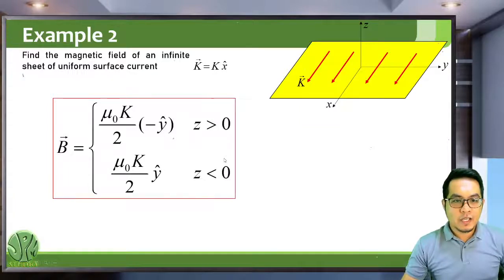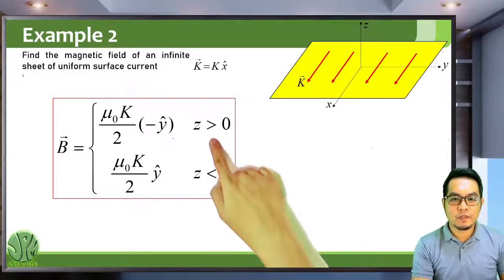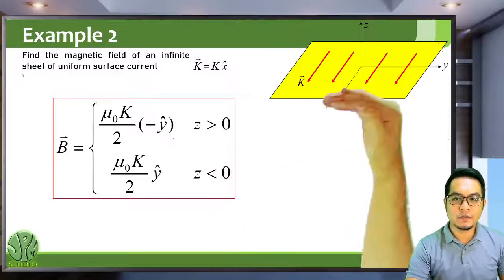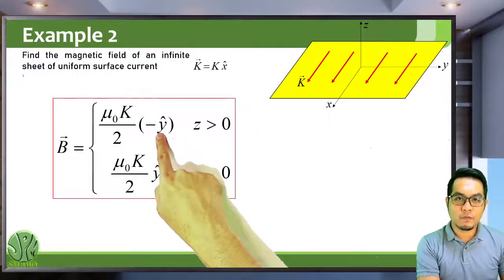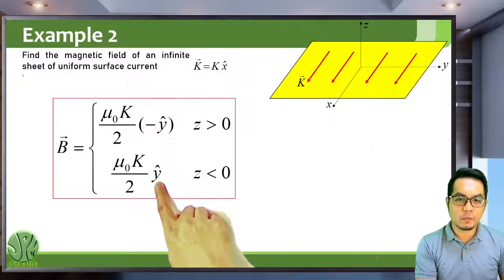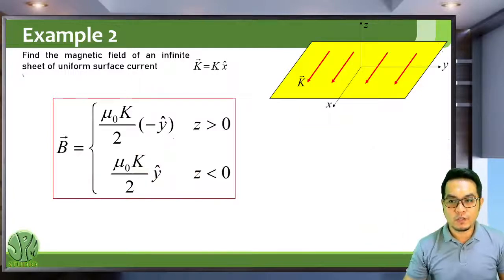So in summary, these are the magnetic field of a uniform sheet of uniform surface current. So at the top, at z greater than zero, the direction of the magnetic field is negative y hat. At the bottom, the direction of the magnetic field is y hat. They both have the same magnitude, mu naught K over 2.